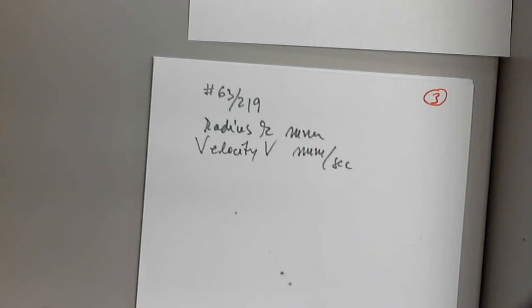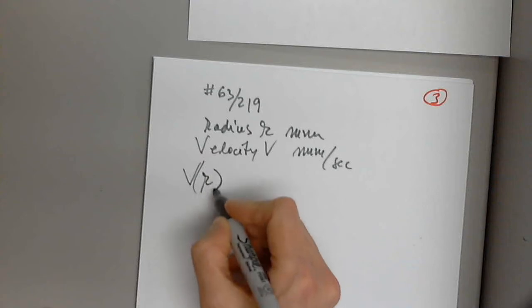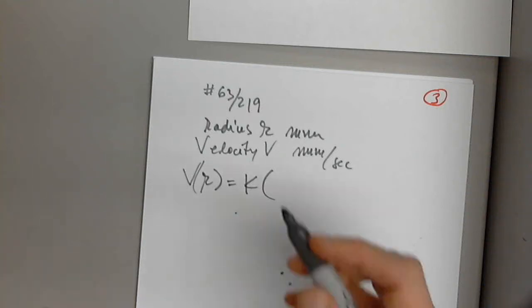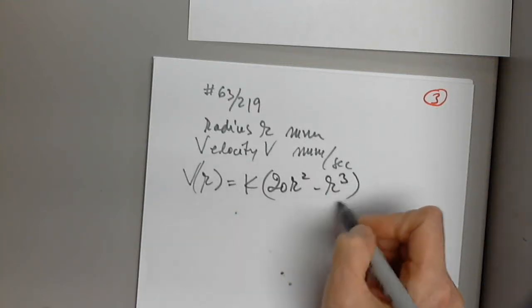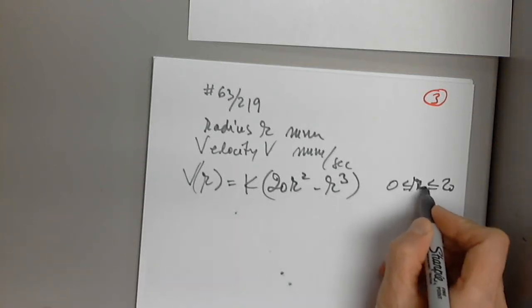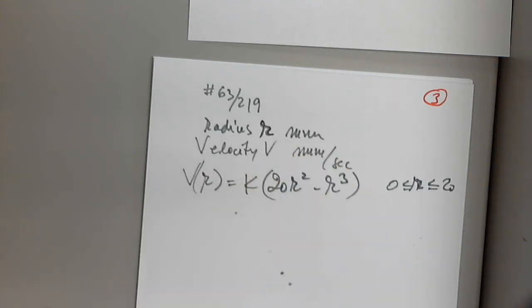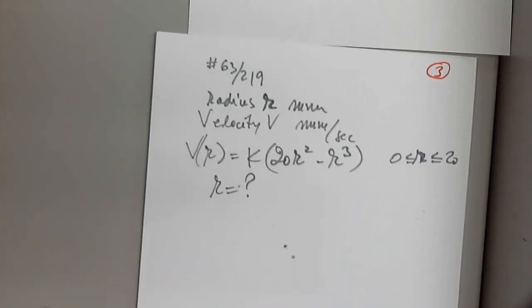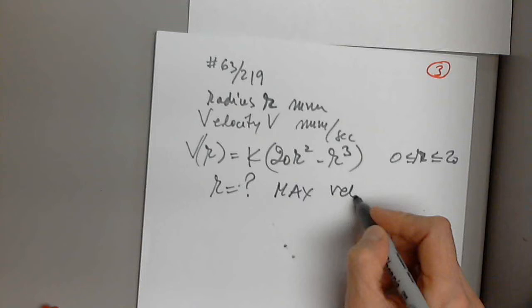Okay, so if a foreign object has a radius of this, then the velocity v needed to remove the object by a cough is given by, look at that, they found the function v equals k times (20r squared minus r cubed) for r between 0 and 20, where k is some positive constant. For what size object is the maximum velocity required to remove the object? So how much should r be for the max velocity?